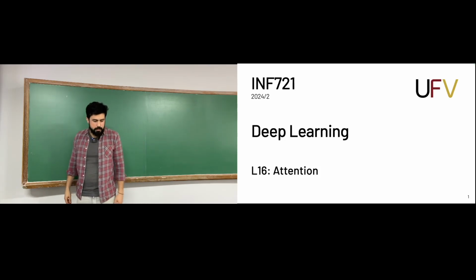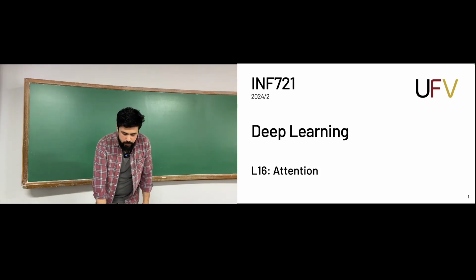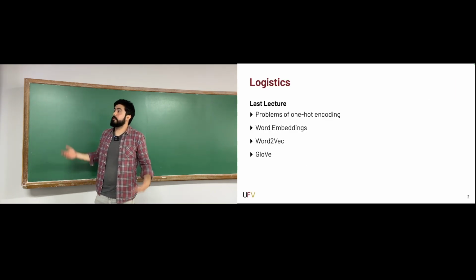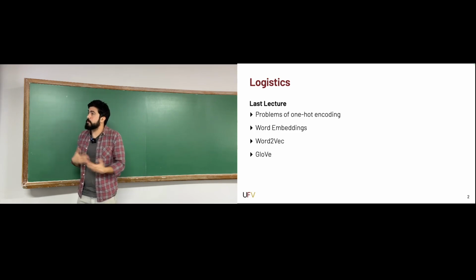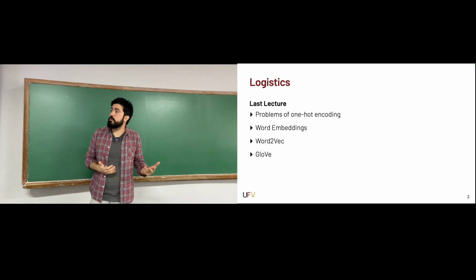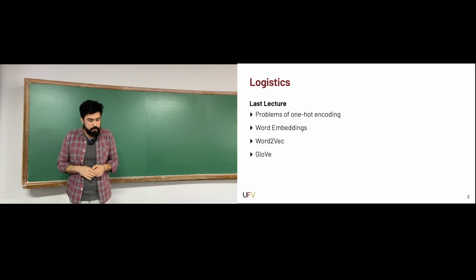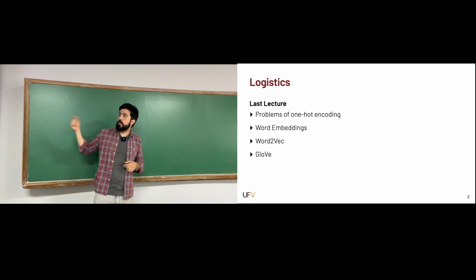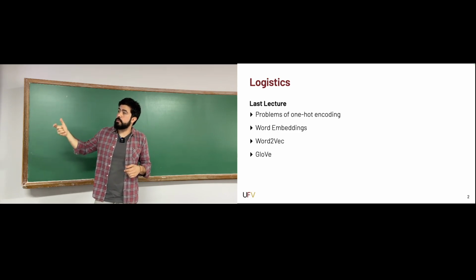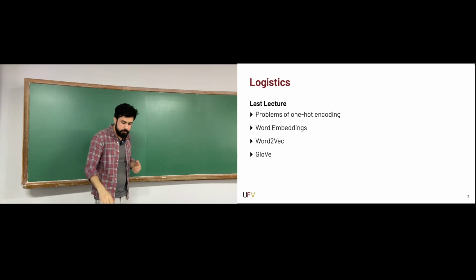Okay, so let's get started. Today we're going to talk about the attention mechanisms in RNNs. Just as a recap, last lecture we talked about the problems of one-hot encoding, and then we saw word embeddings as a way of solving those problems. And we talked about two particular models, word2vec and GloVe.